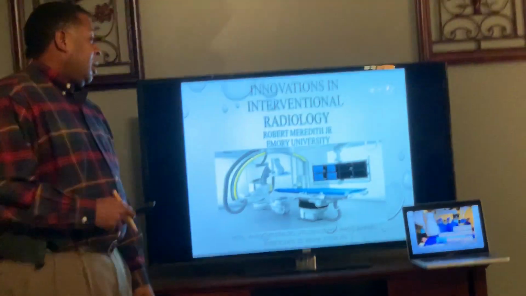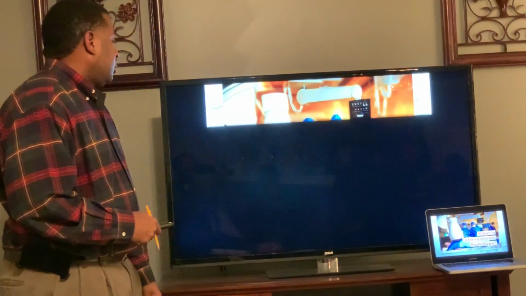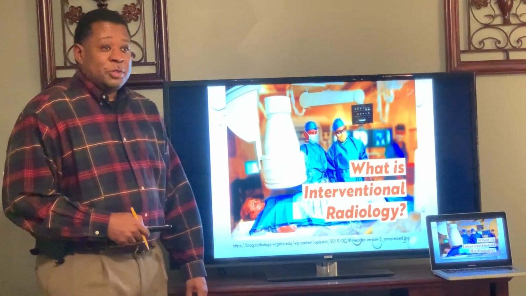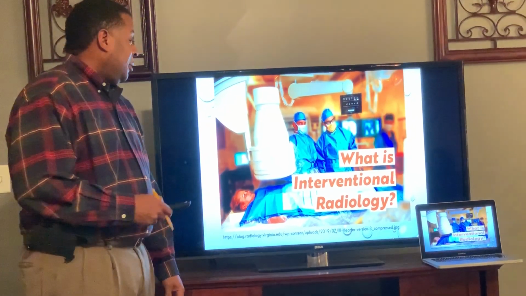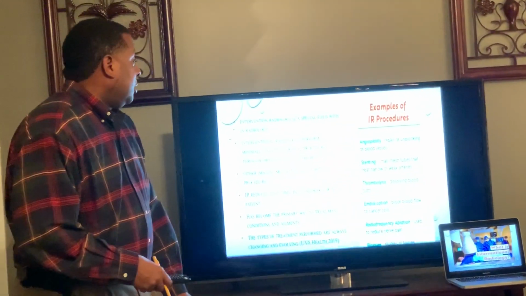So we're gonna begin with what is interventional radiology. Because I'm assuming you guys don't really know what's going on with that. My mom might know a little bit, my dad does, because she had some issues back in her illness time. But we're gonna start out with what's interventional radiology.